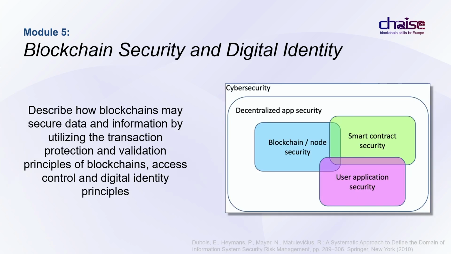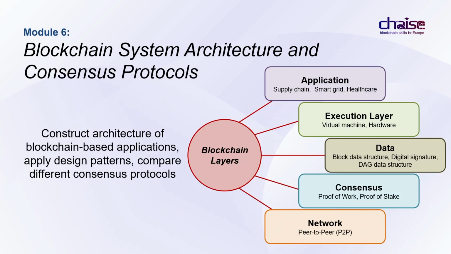The goal of module for blockchain security and digital identity is to provide knowledge and skills to you to describe how blockchains may secure data and information by utilizing the transaction protection and validation principles of blockchains, access control, and digital identity principles. The module on blockchain system architecture and consensus protocols supports you in acquiring knowledge and skills to construct the architecture of blockchain-based applications, apply design patterns, and compare different consensus protocols.